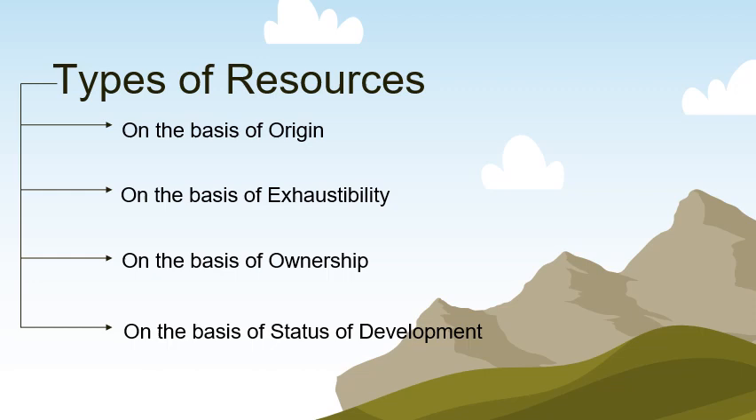Okay, now our next topic is the types of resources. These are divided on the basis of number 1, origin, number 2, exhaustibility. These two you have already done in your previous standards. Then third is on the basis of ownership. Fourth is on the basis of the status of development. Okay, let us understand each one of them.